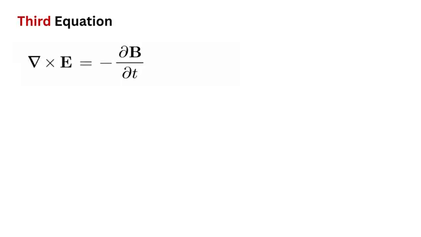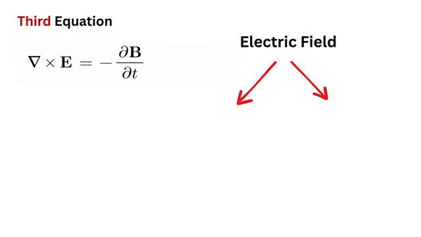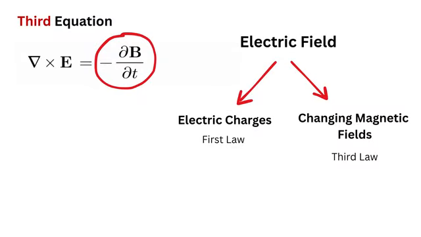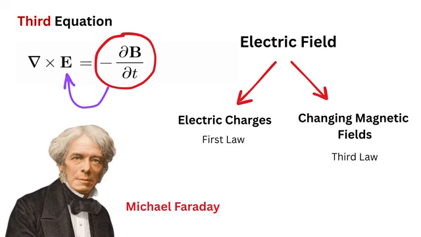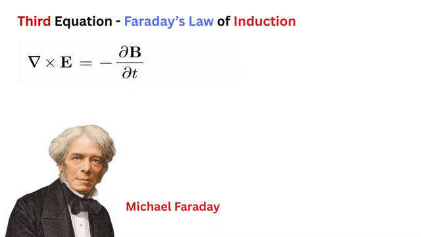Okay, enough of divergence. Now, let us talk about curl of both these fields. See, an electric field can be created from two completely different things. In the first law, we stated that electric charges create electric fields. This third law says that changing magnetic fields creates electric fields. That's it. This is the gist of third law, and it was discovered by Michael Faraday in 1831. Therefore, it is also known as Faraday's law of induction.